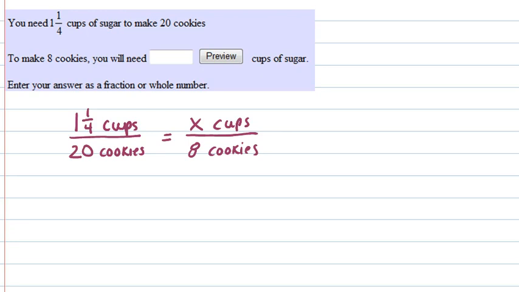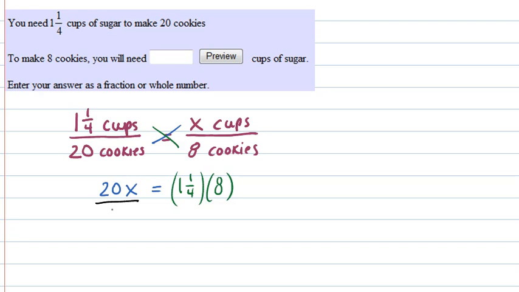So now we're going to cross multiply. So 20 times x is 20x. That has to equal 1 1/4. Mixed numbers, so I'm going to put that in parentheses for right now, times 8. Last step is to divide by 20, and then I'll do the actual work here.